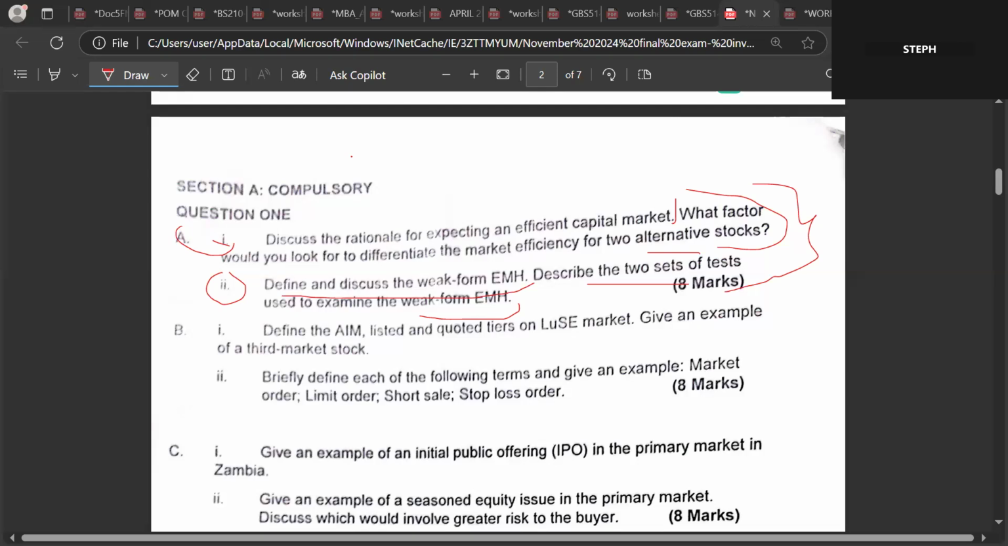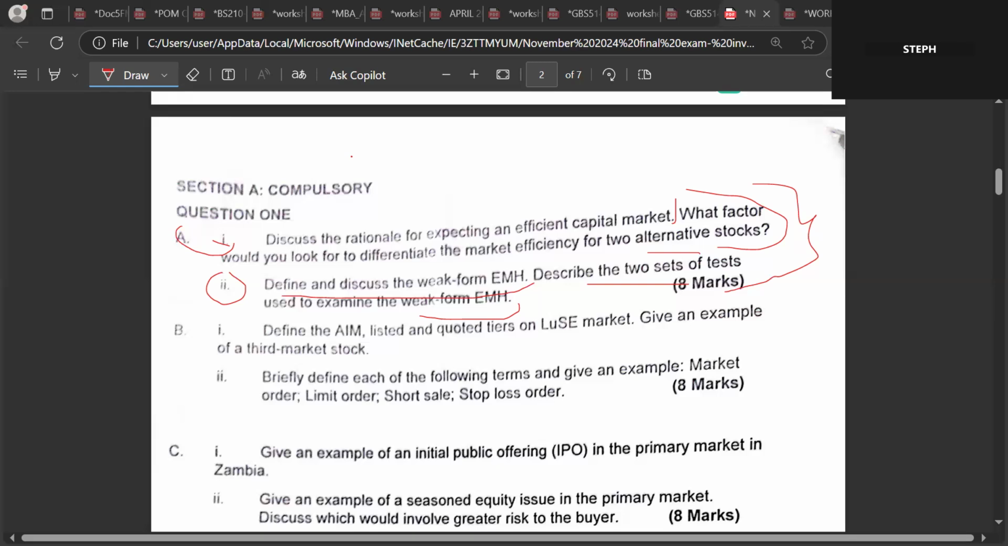In looking at the rationale for an efficient capital market, we first define an efficient capital market. So firstly, we define the efficient capital market. We're saying an efficient capital market is one where the stock prices fully reflect all the available information. So the rationale behind this is that investors cannot consistently achieve returns that exceed the average market returns on a risk-adjusted basis, because the stock prices already incorporate and reflect all information that's relevant for us.